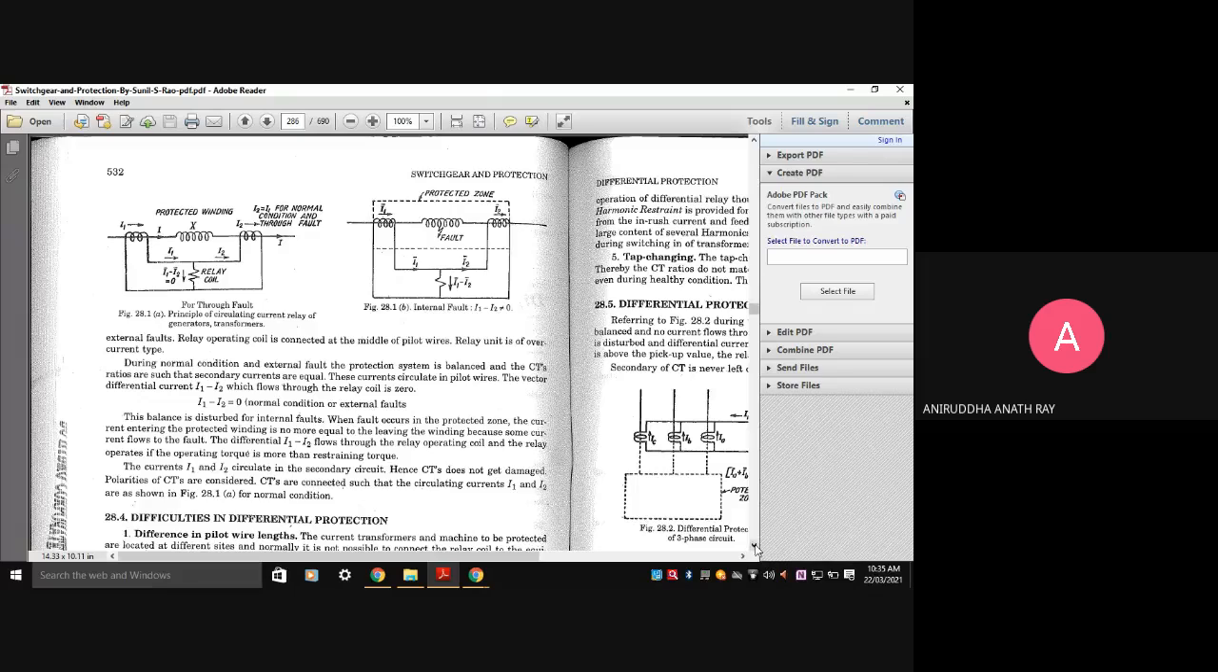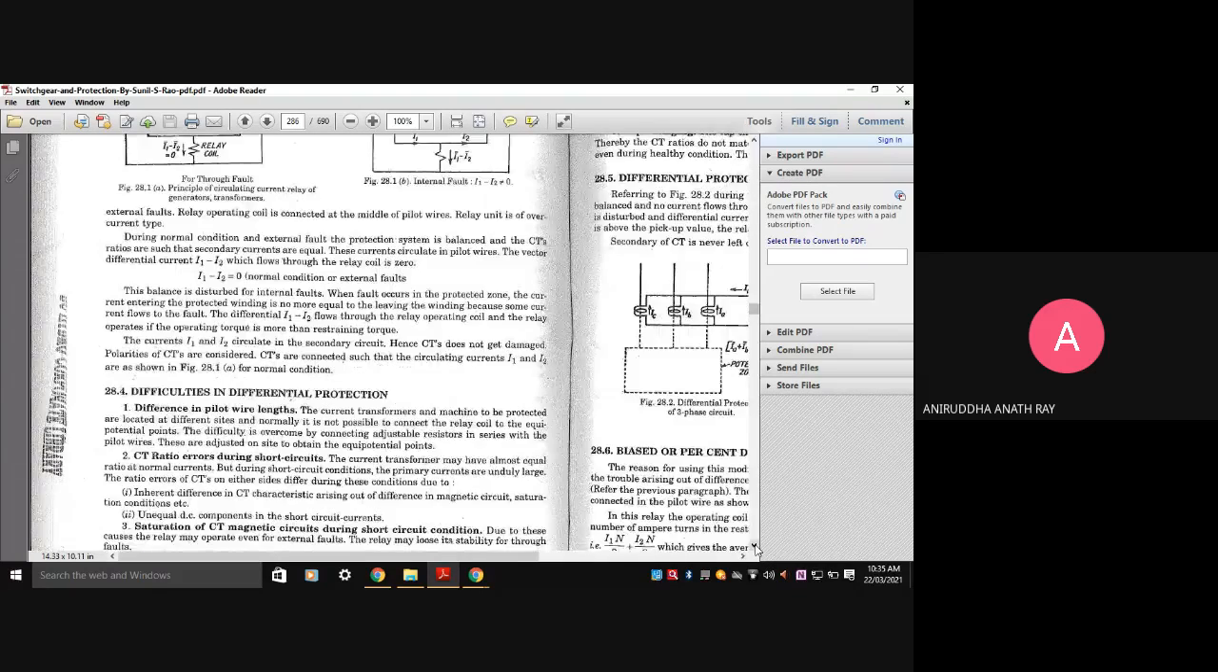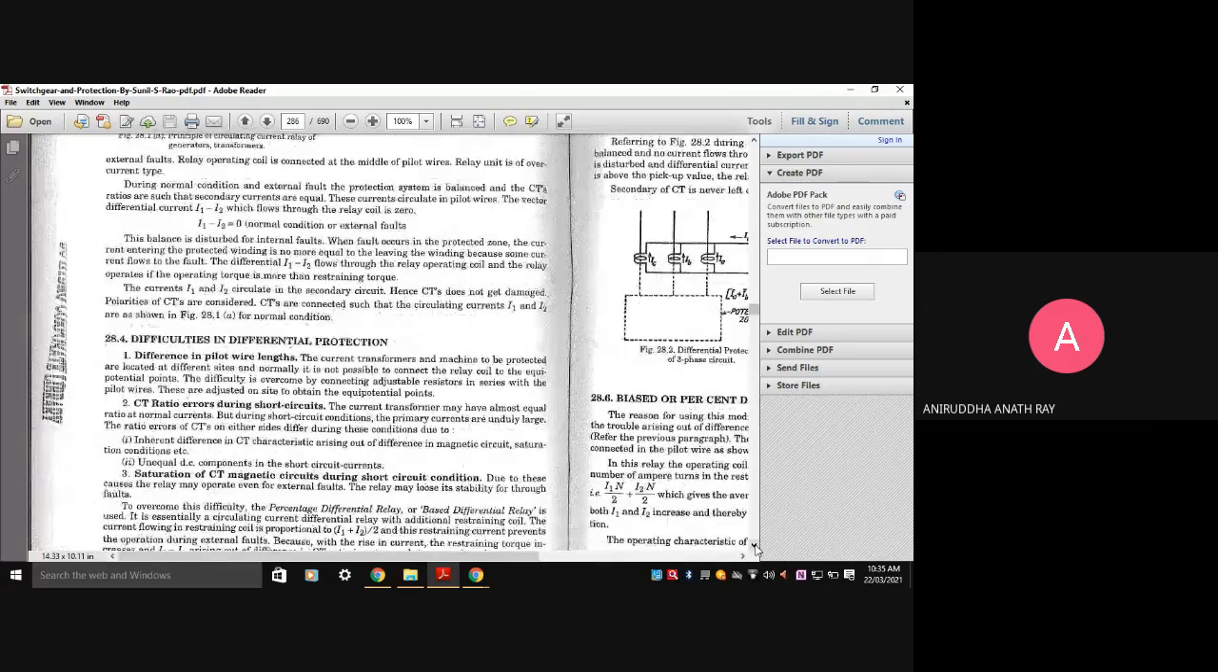Now, what are the main difficulties in differential protection? Students, this has been asked in the university examination. What are the main difficulties in differential protection? First is difference in the pilot wire length.